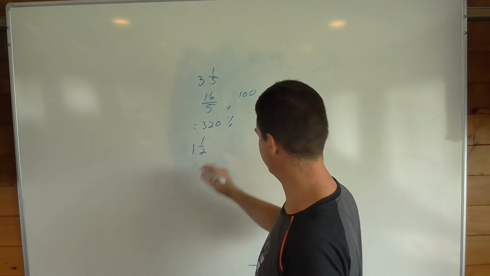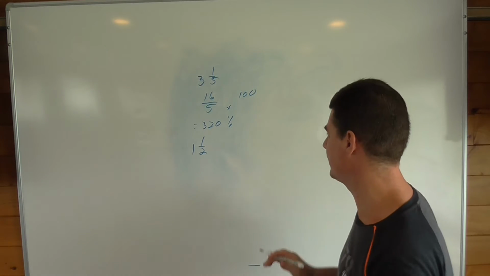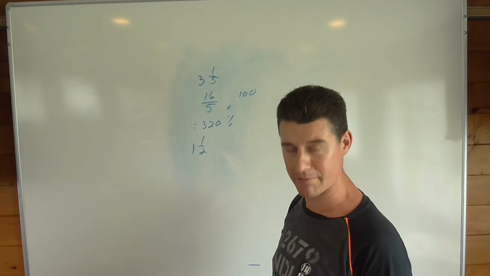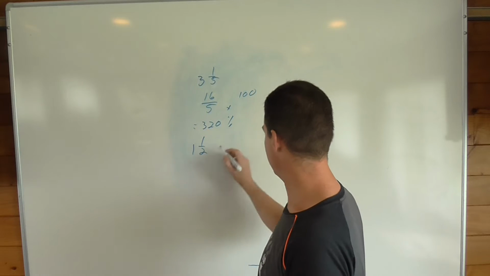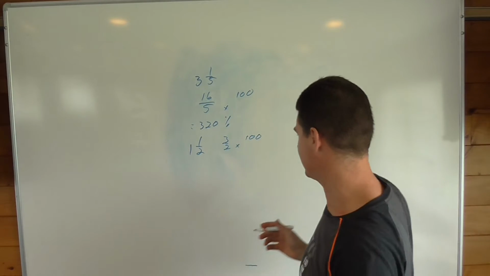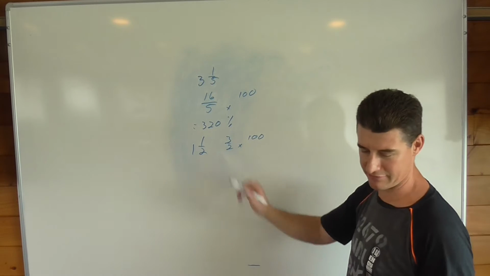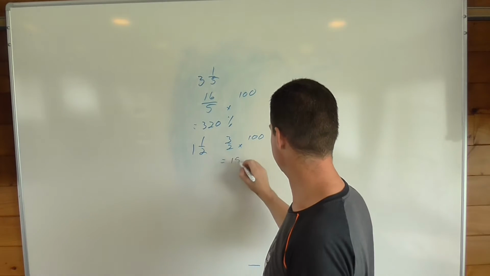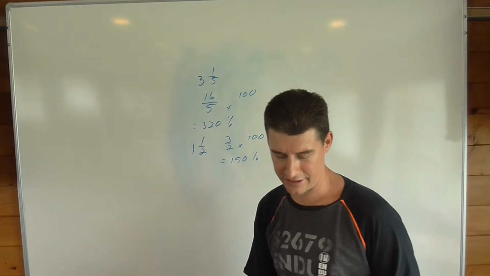So to convert 1.5, that's a mixed fraction. First you could convert it into an improper fraction. So that'll be 3 over 2 times 100, and it's exactly the same thing. 3 times 100 divided by 2, and that gives you 150%.